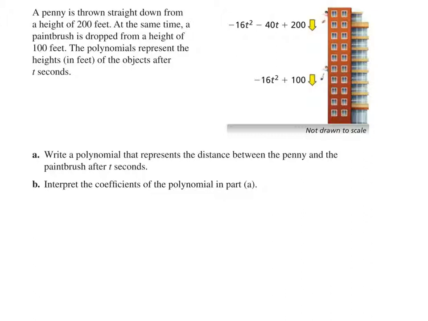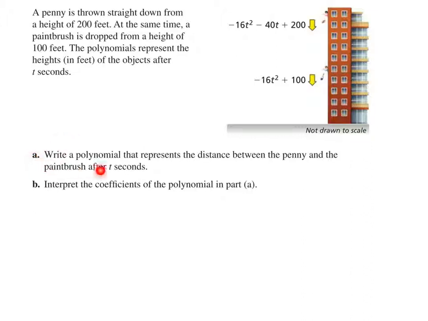Let's look at a real-world problem that we can solve using addition and subtraction of polynomials. Imagine a scenario where a penny is thrown straight down from a height of 200 feet. At the same time, a paintbrush is just dropped from a height of 100 feet. The polynomials in the diagram to the right represent the heights in feet of the objects after t seconds. This figure is not drawn to scale, but here's the penny being thrown down, and here's the paintbrush being dropped.